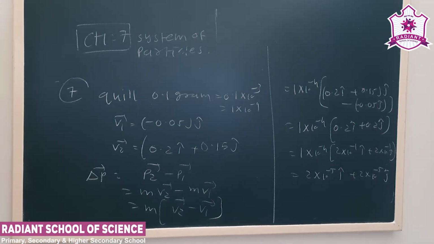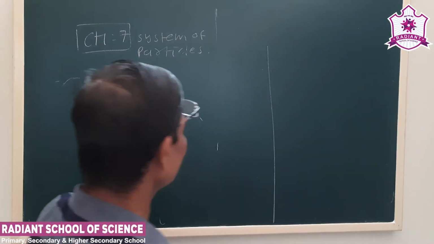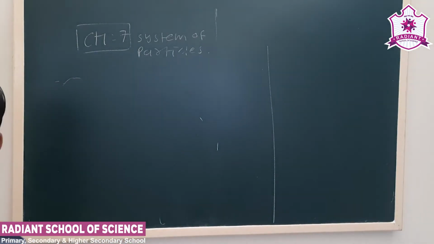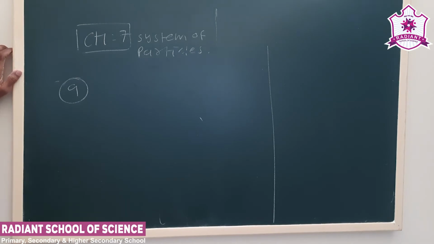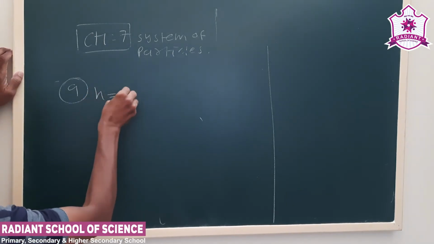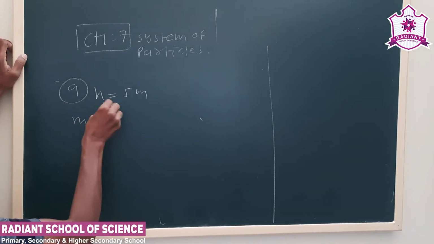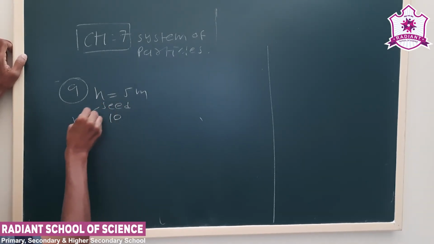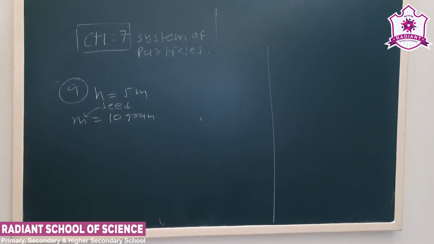Now, next MCQ. See here mass is given, velocity is given, initial and final velocity both are given. We can calculate the change in momentum. Now, see the next MCQ. See, a monkey sitting on a tree at a height of 5 meters drops a seed (10 gram) on a crocodile.